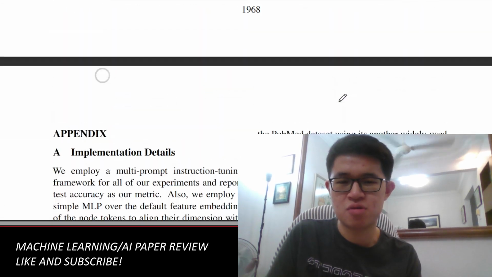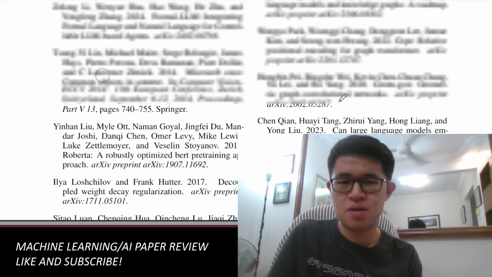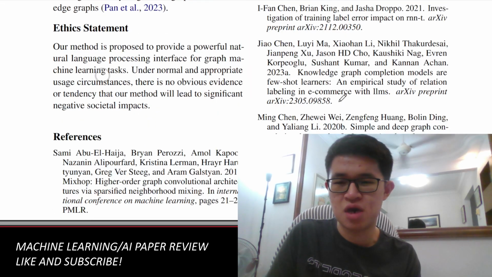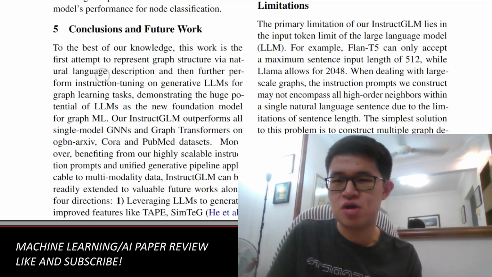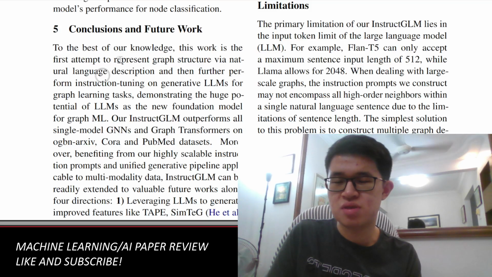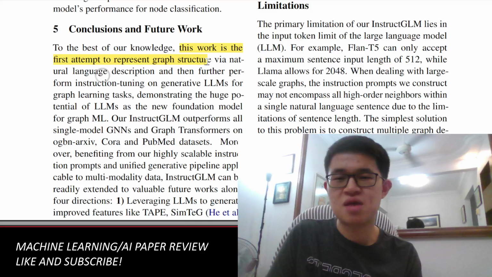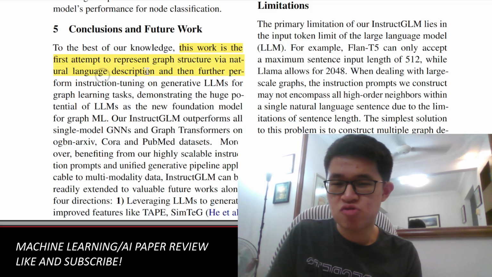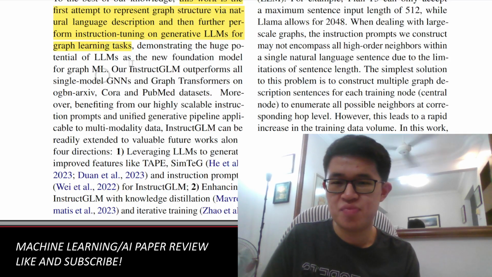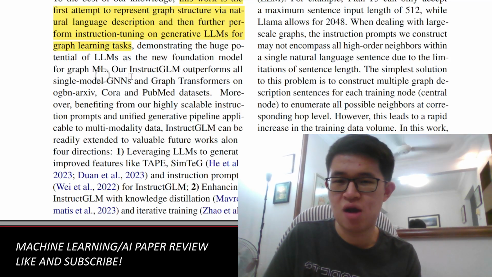So let's go through it in more depth, but we shall start off with the conclusion because it's going to contain all the information that we need on a high level. So in the conclusion, this work is the first attempt to represent graph structure using natural language description and performing fine-tuning on GPT models for graph learning tasks. It's a new foundation model and it outperforms single model GNNs and graph transformers.